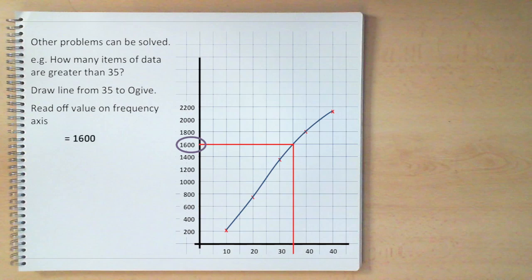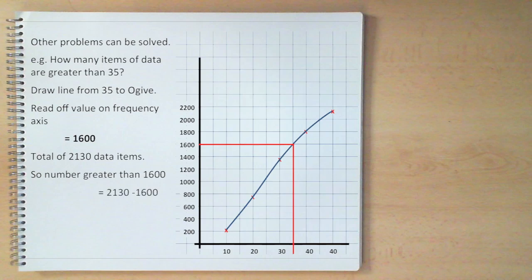So we've got a total of 2,130 items, we know that. So we need the number of those items that is greater than 1600. How many items greater than 1600? Well, it's 2,130 minus 1600, so there's 530 items. So our solution here is there's 530 items in this data set that we think are going to be greater than 35.